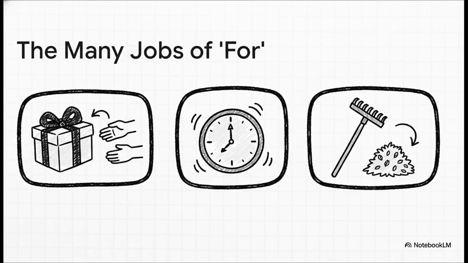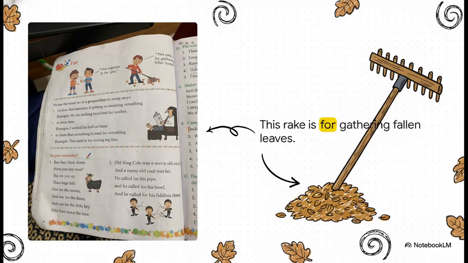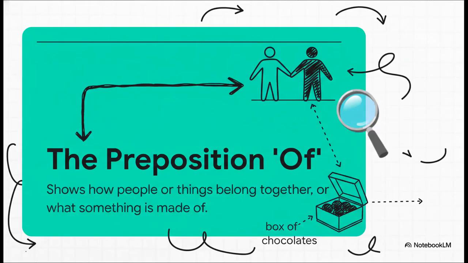Let's take the word for. This one is a real multitasker. It can show that something is a gift, like a present for you. It can mark out a period of time, like waiting for an hour. Or it can explain the entire reason something exists in the first place. And here we go, a perfect example of that last job, purpose. What is this rake's purpose in life? Well, it's for gathering leaves. The word for connects the object, that rake, directly to its function. It's so efficient.